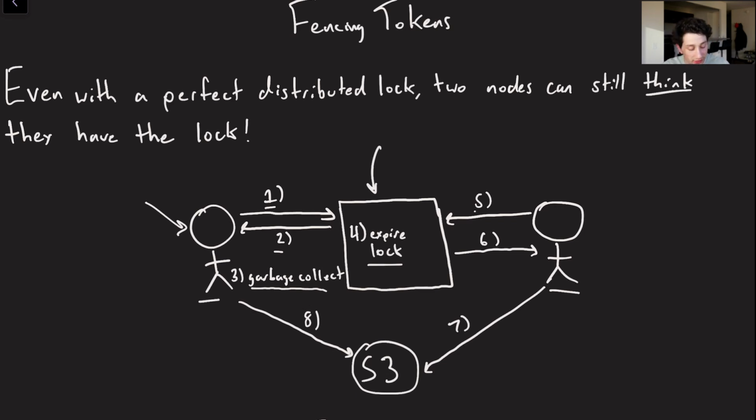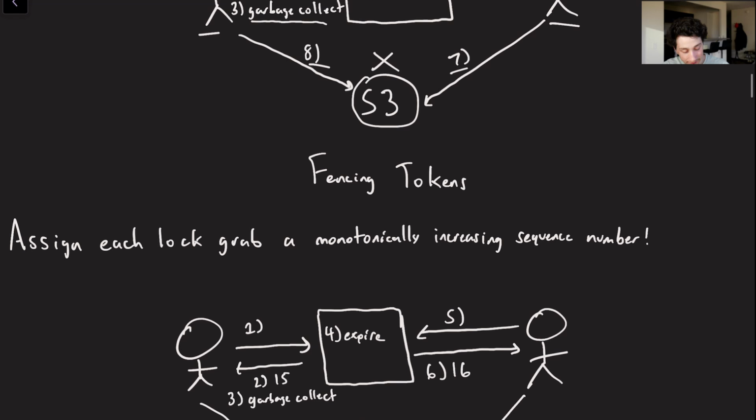So client number 2 comes along and does the same exact thing in steps 5 and 6. In step 7, client number 2 is going to write to S3, and then in step 8, client number 1 finishes its garbage collection, says, nothing's changed on my end, I still have the lock, writes to S3. That would be bad. So we can't be having that.